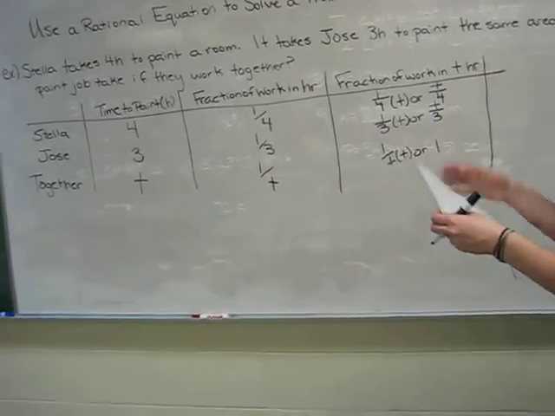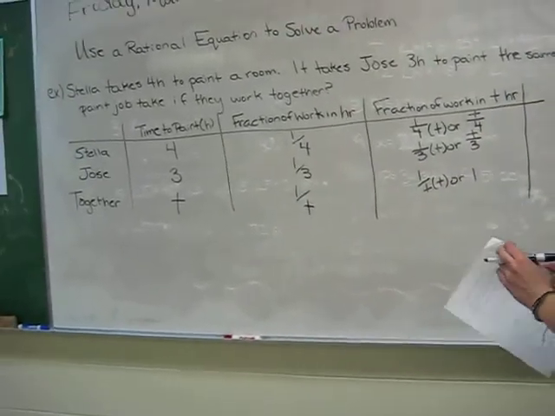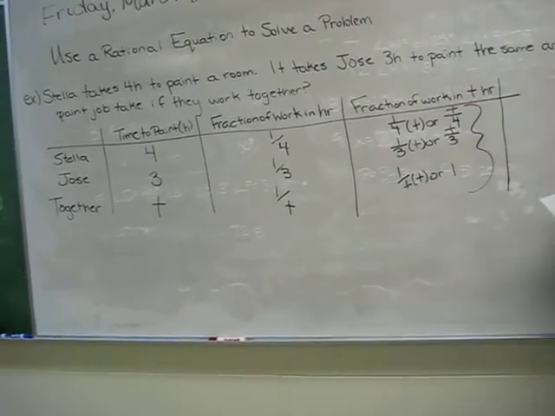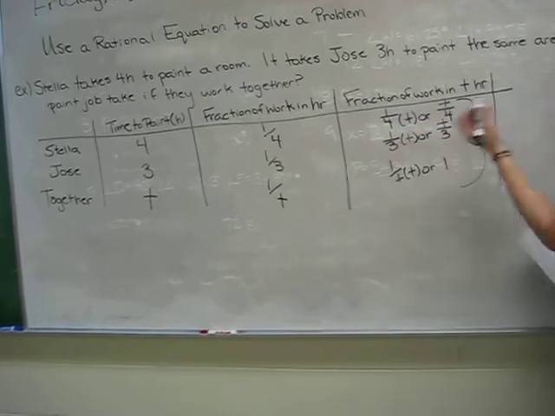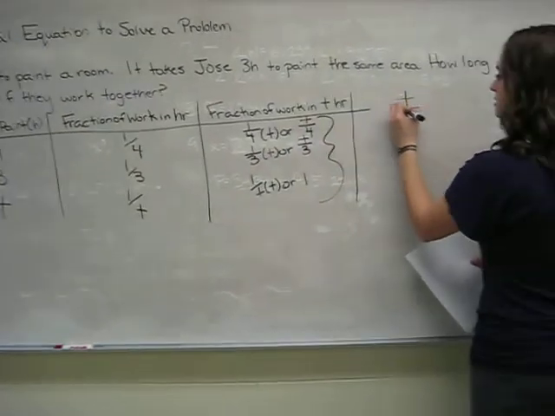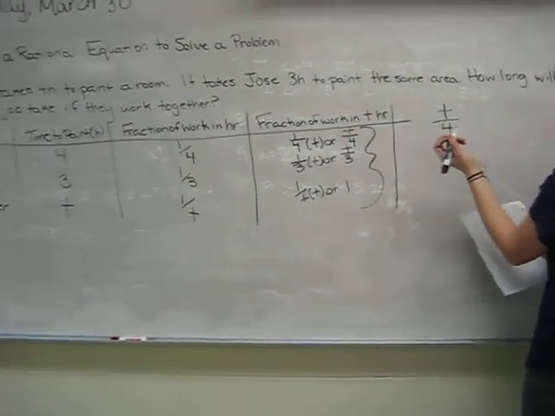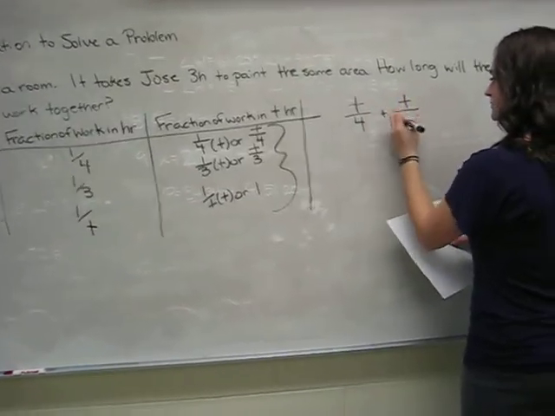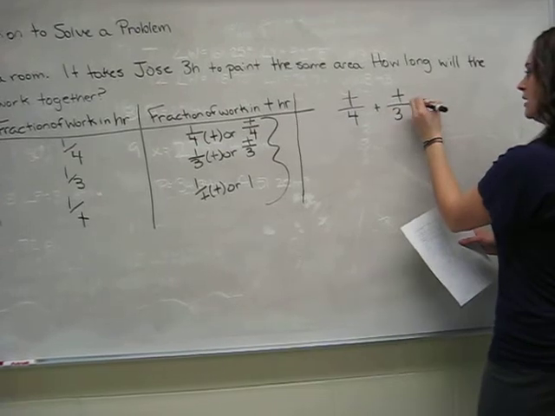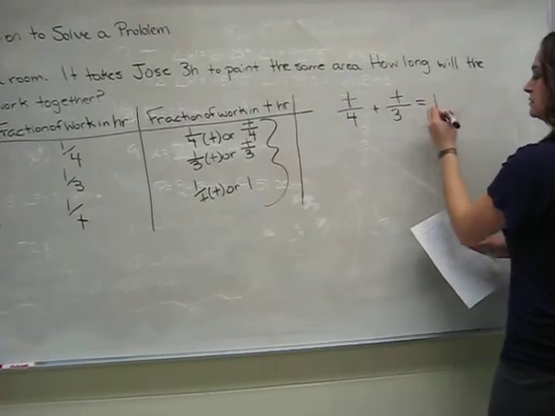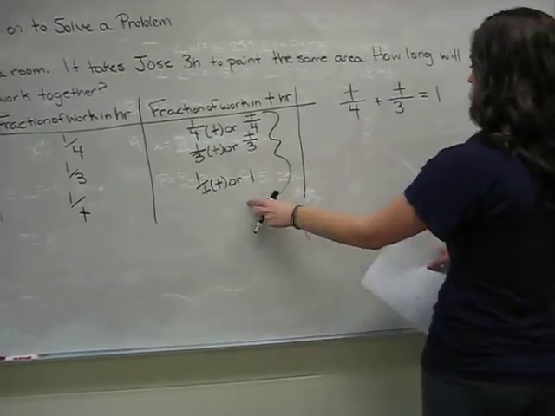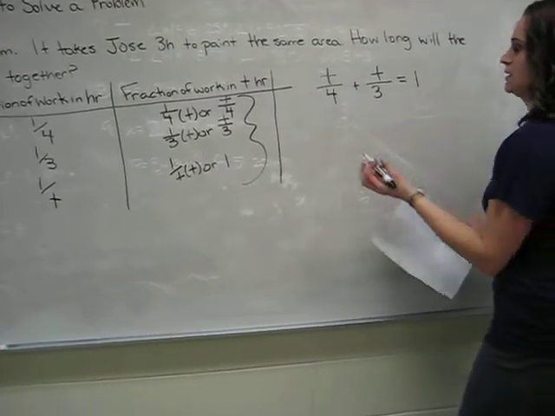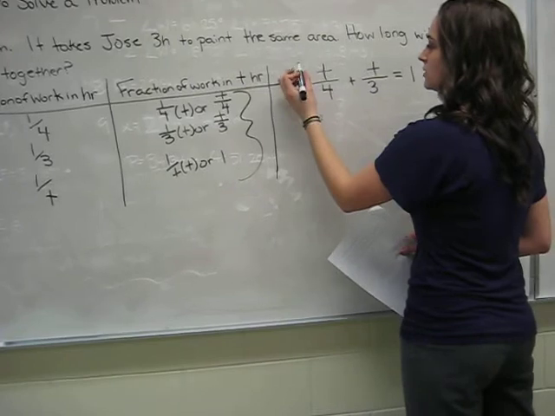So now that we have this, we're going to find our equation using all of this information. So our equation will take Stella's fraction, since we don't know how long it takes her per hour to work, and we'll plus that with Jose's, and we'll let that equal 1, since that's how long it'll take them together.